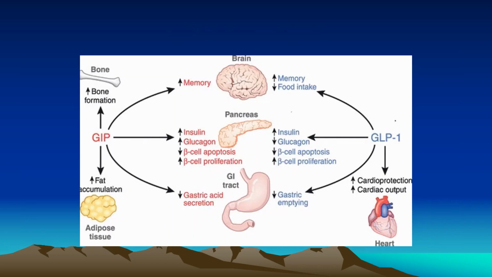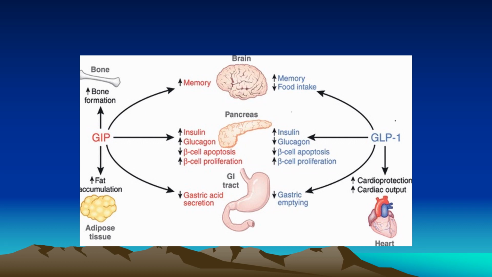Now you can see in this pictorial that the effects of GLP-1 on the pancreas are marked by an increase in insulin secretion, a decrease in glucagon secretion, a decrease in beta cell apoptosis, and an increase in beta cell proliferation. So it has a beta cytotropic action in general, with an effect on the alpha cells.